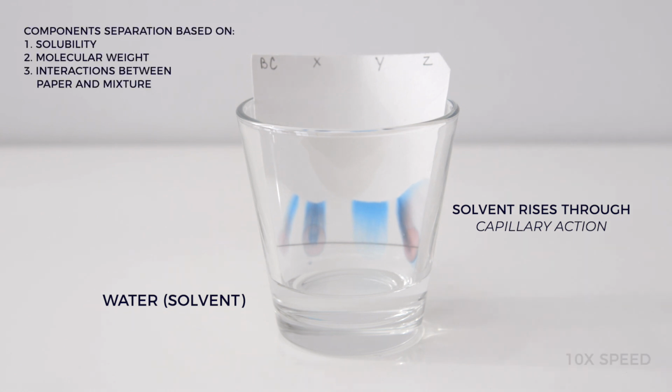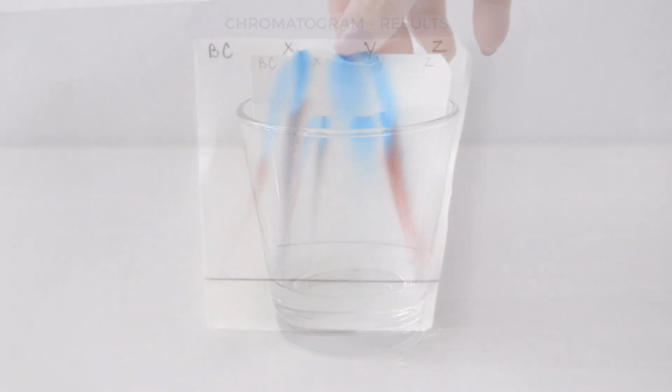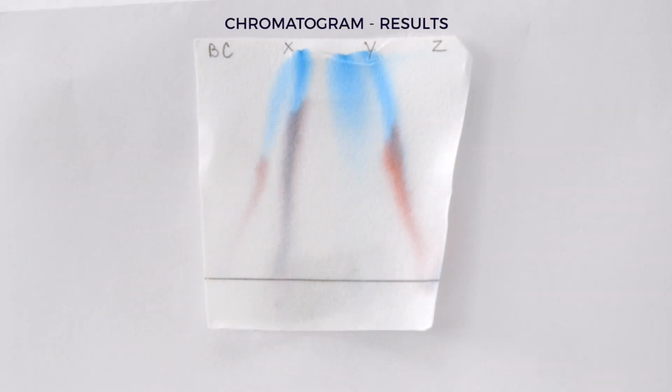The components of each mixture can separate based on solubility, molecular weight, and interactions between paper and the mixture. Let the paper stand in the cup and remove it before the water reaches the labels at the top. We are left with a chromatogram, which is then analyzed based on how the pigments separated. Record your observations of the colors and relative amount of pigments in Table 1.